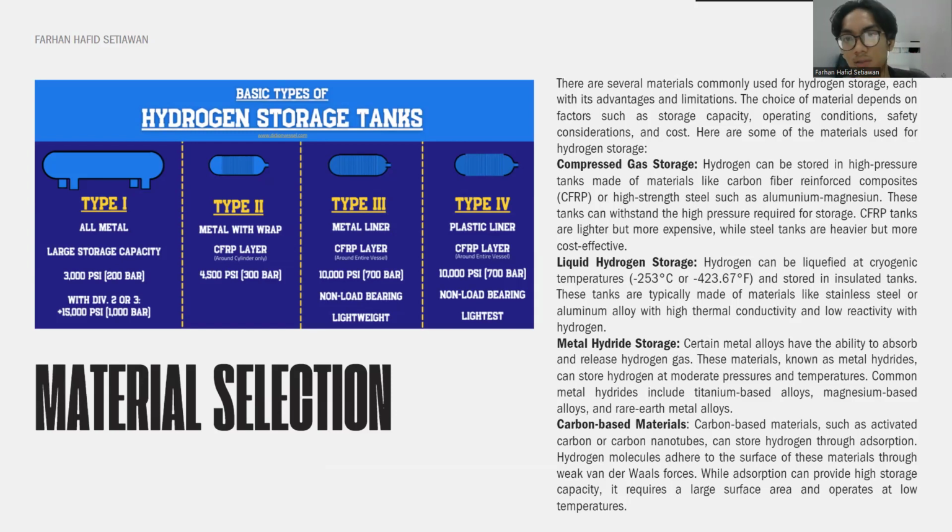There are several materials commonly used for hydrogen storage, each with its advantages and limitations, and the choice of materials depends on factors such as storage capacity, operating conditions, safety considerations, and cost. This is some of the material used for hydrogen storage: compressed gas storage, liquid hydrogen storage, metal hydride storage, and carbon-based materials. You can read the explanations after I post the videos, because it takes more time and I want to do this efficiently for the videos.